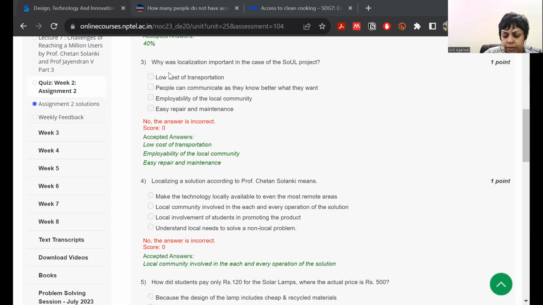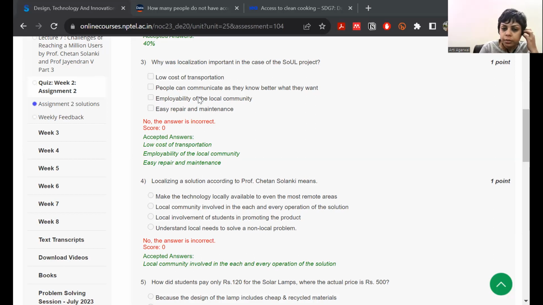So easy repair and maintenance was an important factor in the success of the lamp, and for enabling that, localization was important. If the project was not localized, you would not be able to solve the problem of accessibility to repair and maintenance. You can repair and maintain the lamp in other places also, but in the place where the lamp is being used, in the local village, they would still not have access. They're not going to travel 50 kilometers to have the lamp repaired. It's not worth the money for them. It's too much of a hassle.